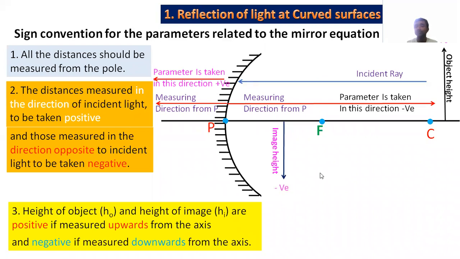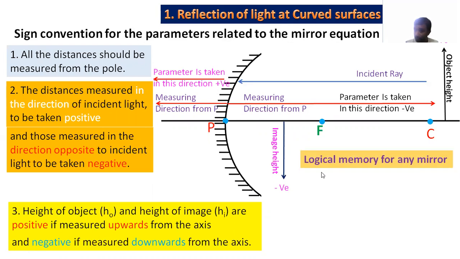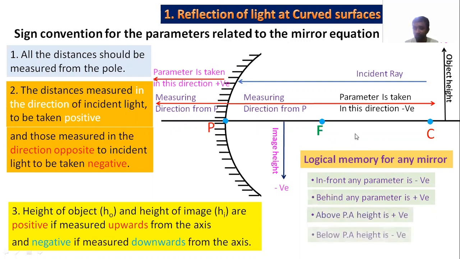This is our measuring direction. Above is positive, below is negative. In front of the mirror, any parameter is negative, right? Behind the mirror, any parameter is positive. Above the principal axis, height is positive; below the principal axis, negative.